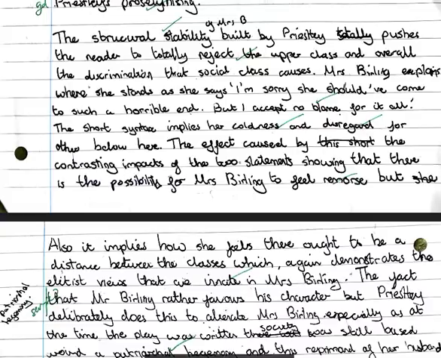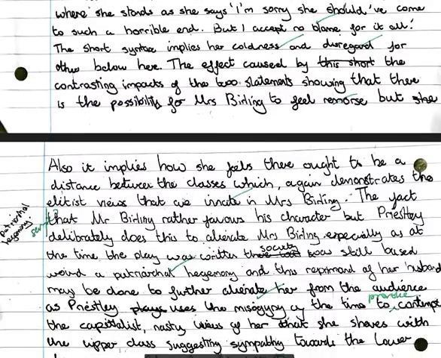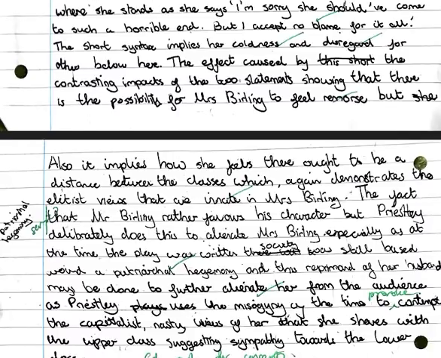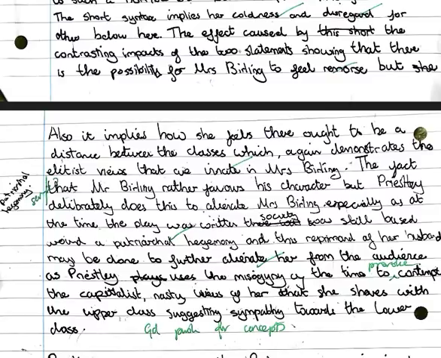Mrs. Birling explains where she stands and says, "I'm sorry she should have come to such a horrible end, but I accept no blame for it all." The short syntax implies her coldness and disregard for others below her. Okay, so we're analysing sentence structures, that's good. The effect caused by the contrasting impacts of the two statements shows there is the possibility for Mrs. Birling to feel remorse, but also it implies how she feels there ought to be a distance between the classes, which again demonstrates the elitist views that are innate in Mrs. Birling.